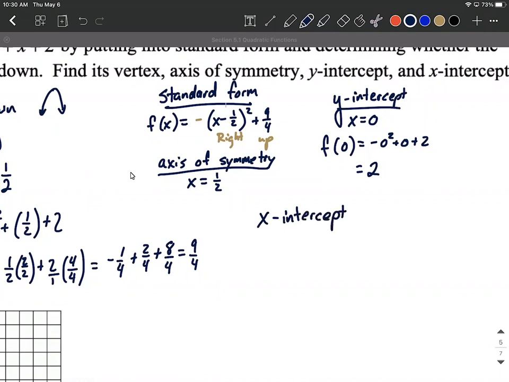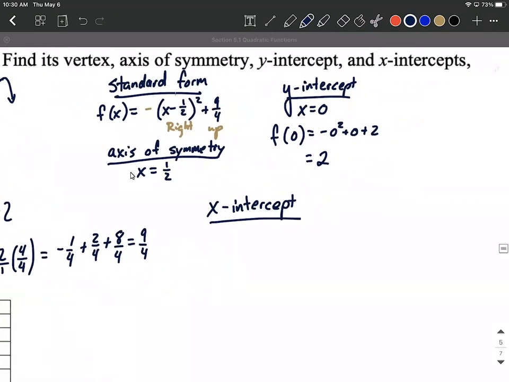All right, very similar to our y-intercept, where x is equal to 0. For our x-intercept, our y value is going to be equal to 0. So to accomplish this and solve for our x-intercepts, if we have any, I'm going to use the standard form. I think it's a little bit easier way to go on this.